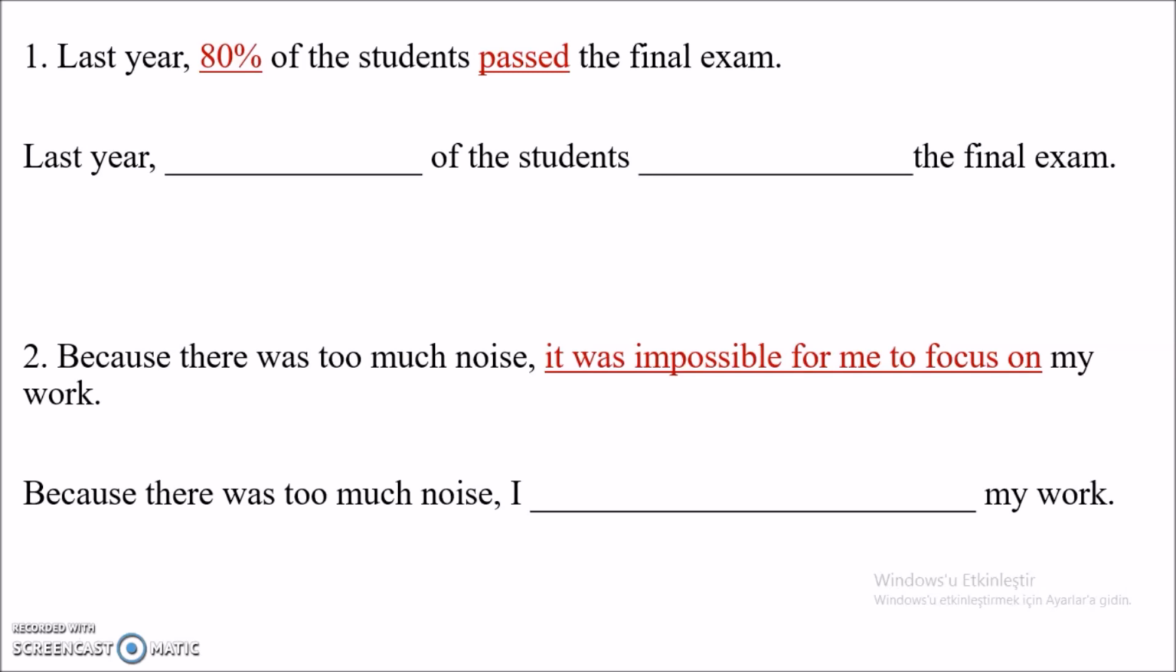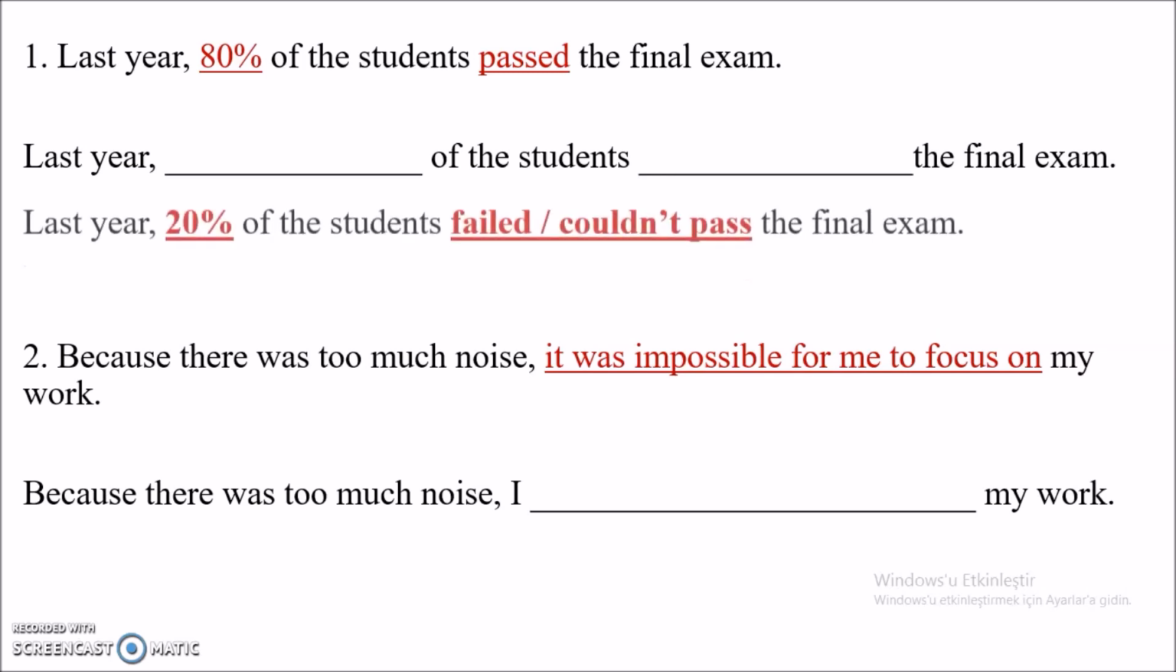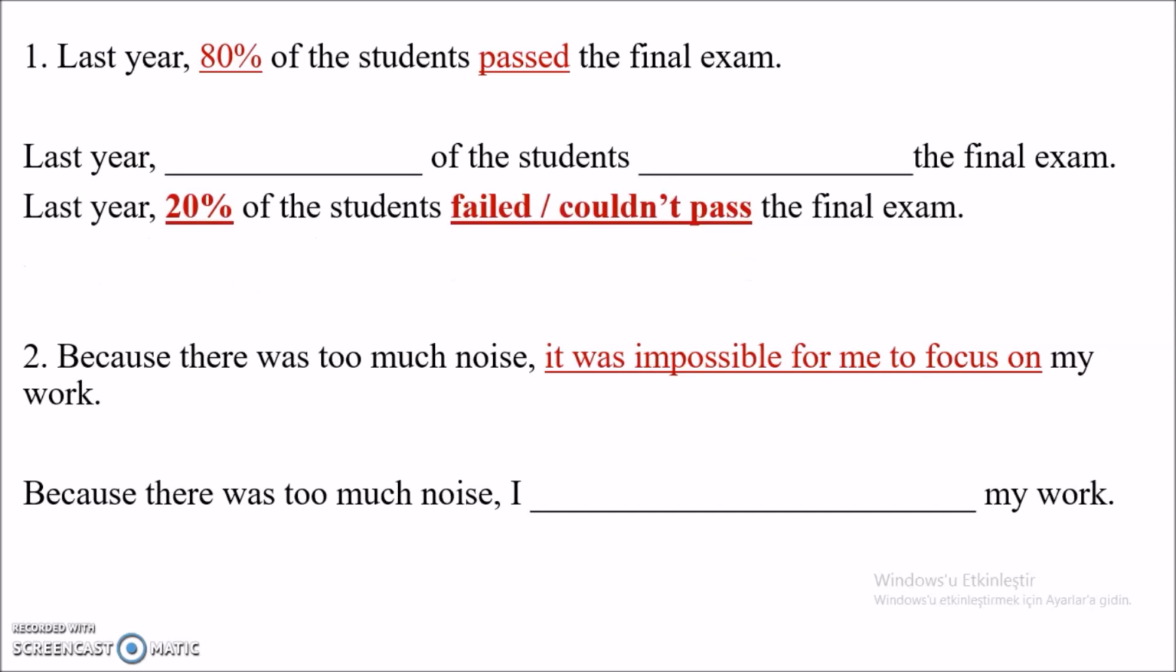So last year, 80% of the students passed the final exam. So if 80% passed, 20% must have failed. So I would say last year 20% of the students failed or couldn't pass. It is up to you which structure to use. Or because there was too much noise, it was impossible for me to focus on my work. So this is like keeping the meaning same.